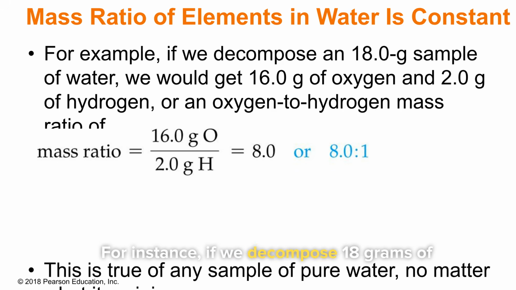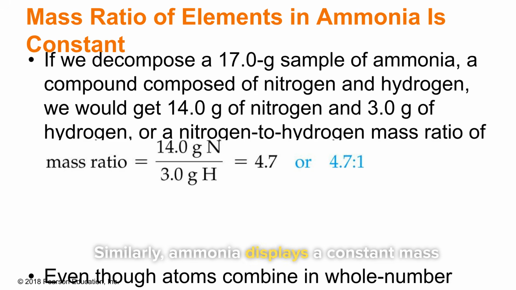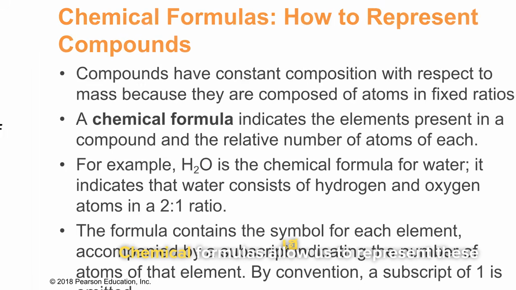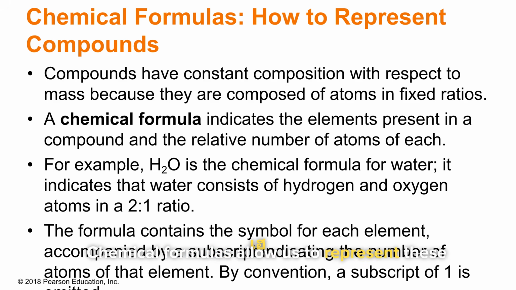For instance, if we decompose 18 grams of water, we consistently get 16 grams of oxygen and 2 grams of hydrogen, resulting in an oxygen to hydrogen mass ratio of 8:1. Similarly, ammonia displays a constant mass ratio between nitrogen and hydrogen. While atoms combine in whole number ratios, it is important to note that their mass ratios are not always whole numbers. Chemical formulas allow us to represent these compounds.